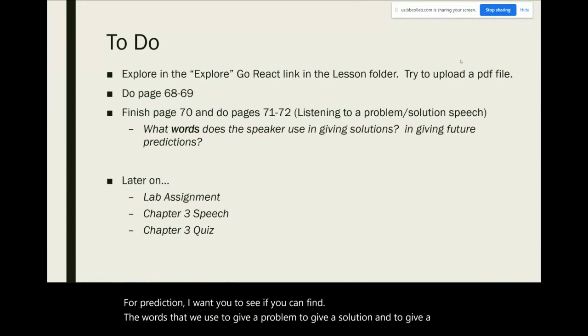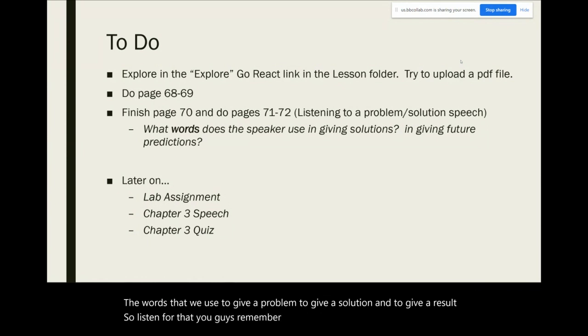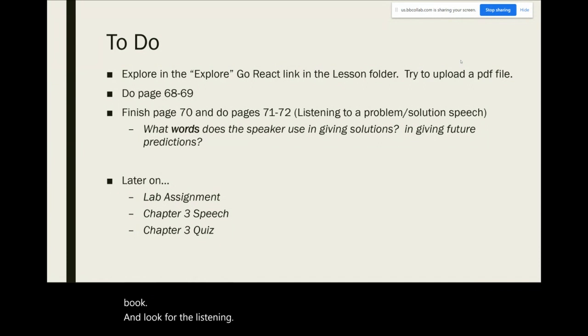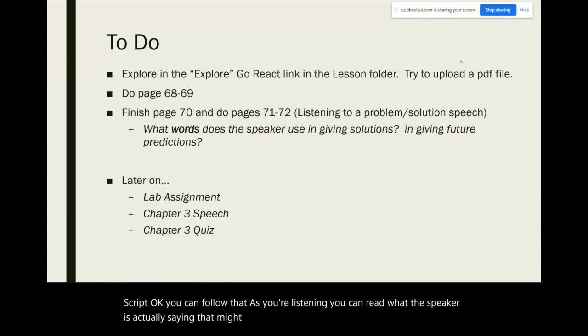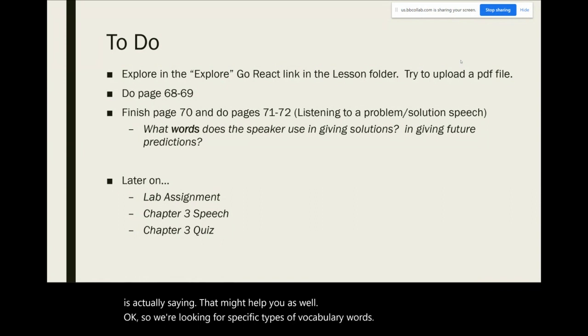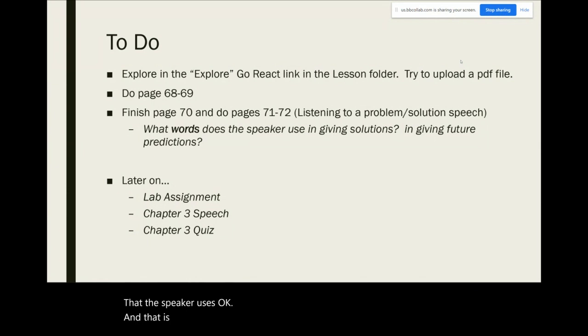So listen for that. You can also flip to the back of your book and look for the listening script. You can follow that. As you're listening, you can read what the speaker is actually saying. That might help you as well. We're looking for specific types of vocabulary words that the speaker uses. And that is all you're going to do before Wednesday morning.